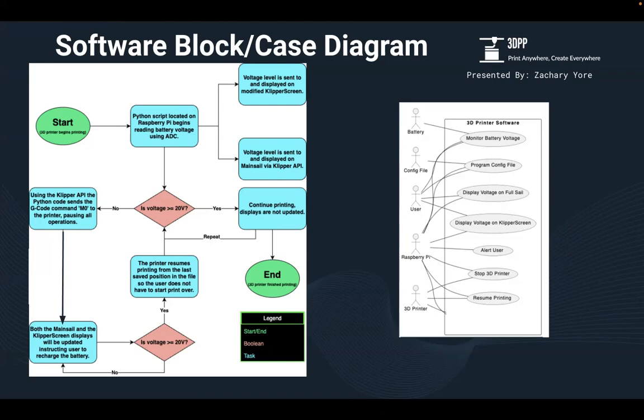From there, the Python script will detect: is this voltage in the threshold? If it is, it'll continue printing. If not, it will send the M0 command, which pauses your print, and a message will display saying you need to charge your batteries, basically.